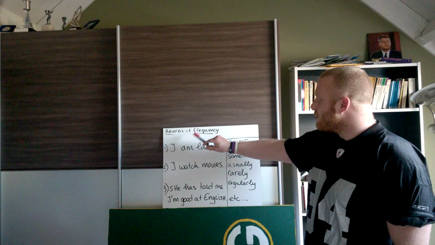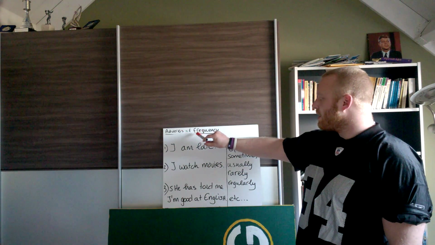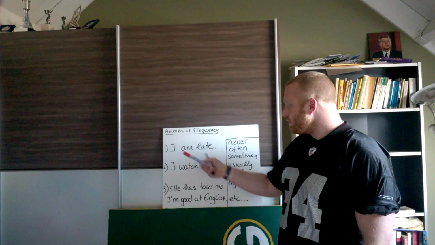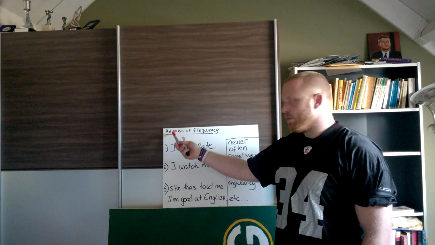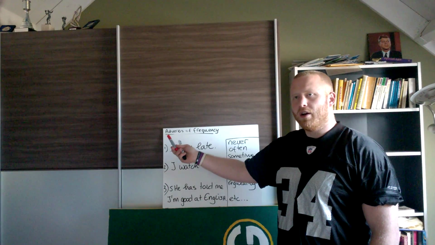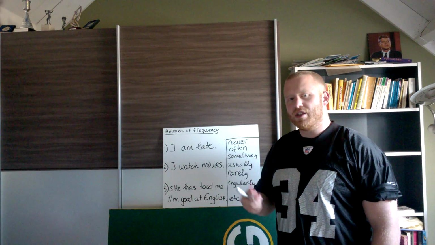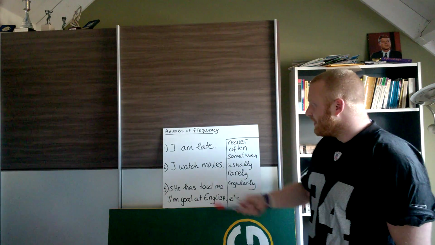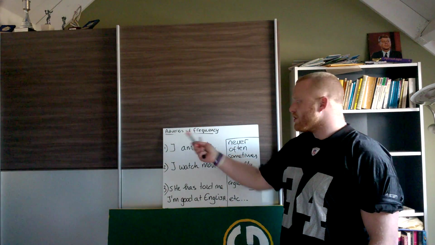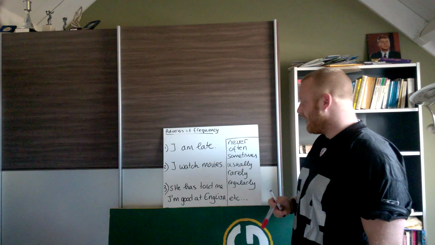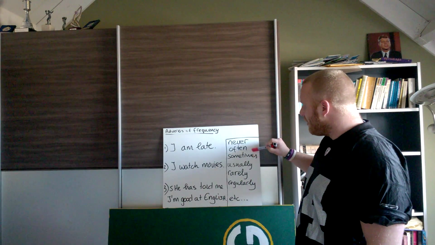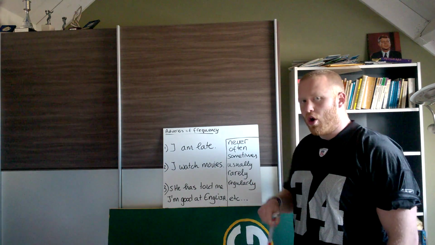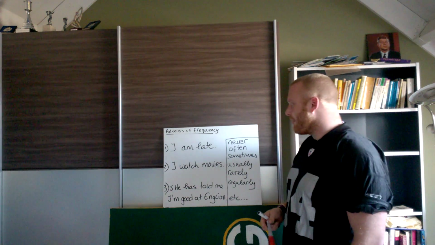And the adverbs of frequency, the word frequency is a word that you might know. Frequency tells you how often something happens, and adverbs are words that define the verb, that really change the verb, the manner in a way. So adverbs of frequency are words that tell you how often something is happening. Examples can be never, often, sometimes, usually, rarely, regularly, etc. All these words tell you how often something happens.